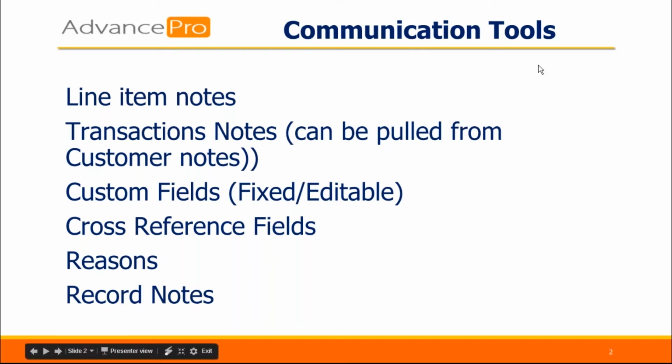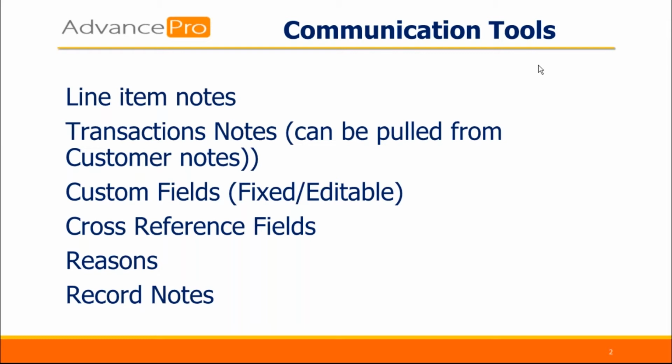Now these fields are line item notes, which are notes on a transaction that note a specific line item or product that will appear there. We'll also talk about transaction notes, which are a general note for the entire transaction. Custom fields, now these are typically fixed, but they can also be fillable or editable custom fields. And there are cross-reference fields as well, which are another special label that can go onto the order.